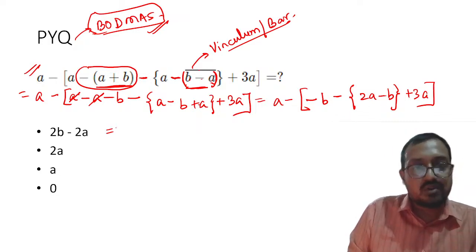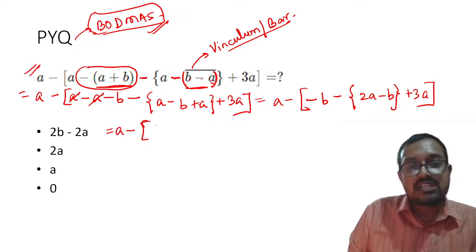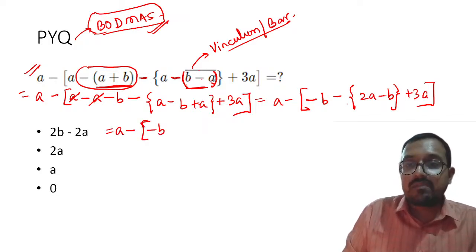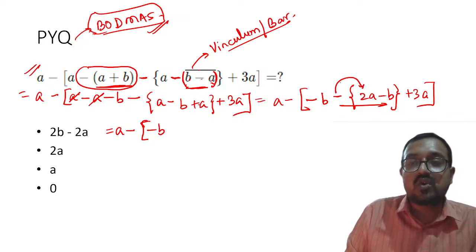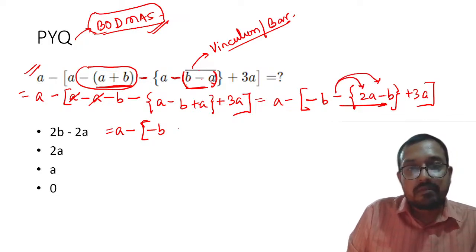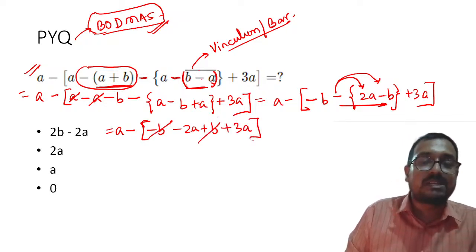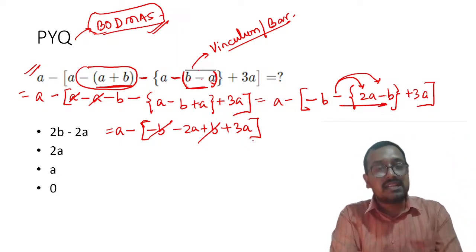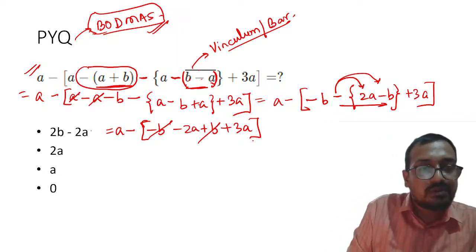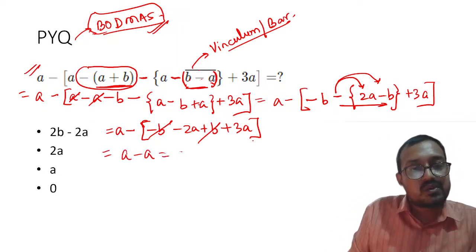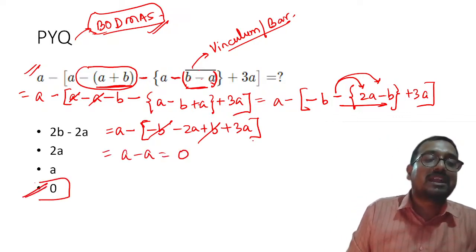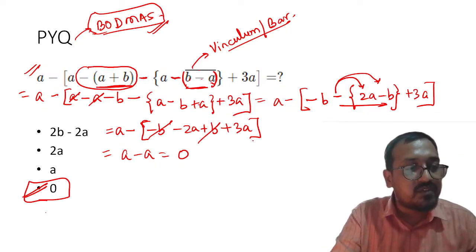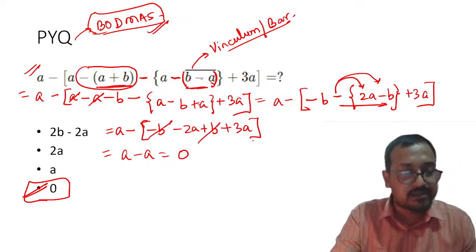Now my dear students, let me go ahead. A minus large bracket, now see minus b, I will open up this bracket. Why? There is a minus sign, so everywhere the sign will change. So this will become minus 2a plus b plus 3a, right? So now you know that minus b plus b is equal to 0, and 3a minus 2a will become single a. So this will become a minus a is equal to 0. So that is why D will be the correct answer. If you will not be careful enough, trust me, you will go in some wrong direction. Understood?